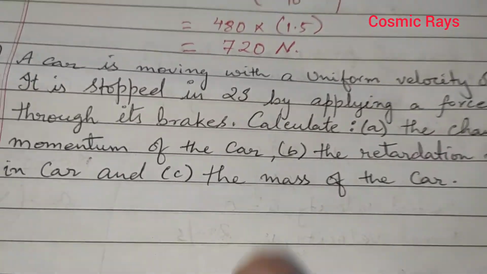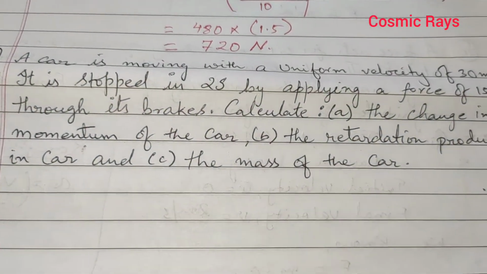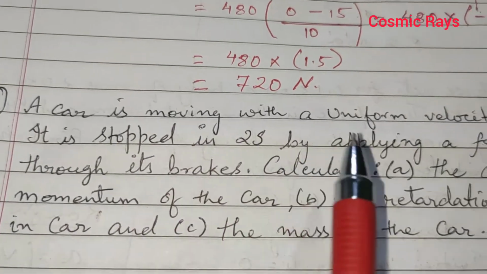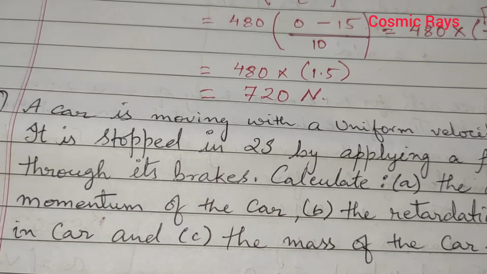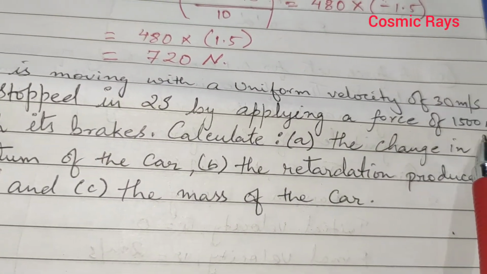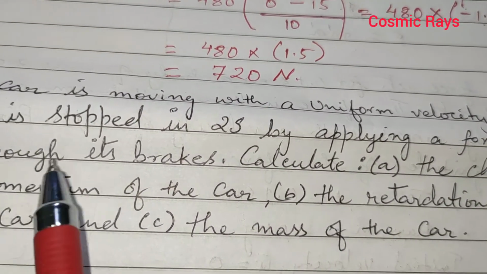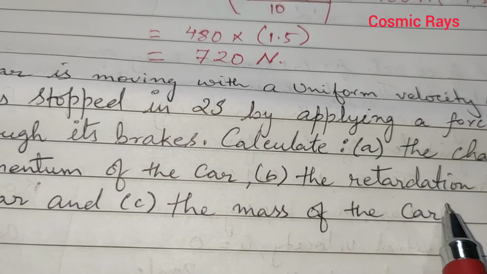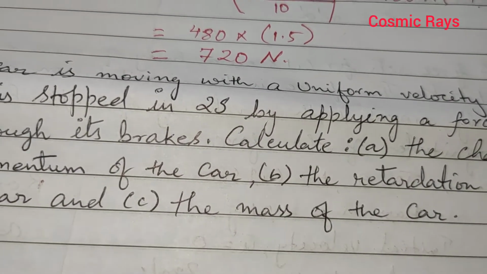Finally we come to question number 13. This will be our last question in this AV. This question says a car is moving with a uniform velocity of 30 meters per second. It is stopped in 2 seconds by applying a force of 1500 Newton through its brake. Calculate the change in momentum of the car, the retardation produced, and the mass of the car.